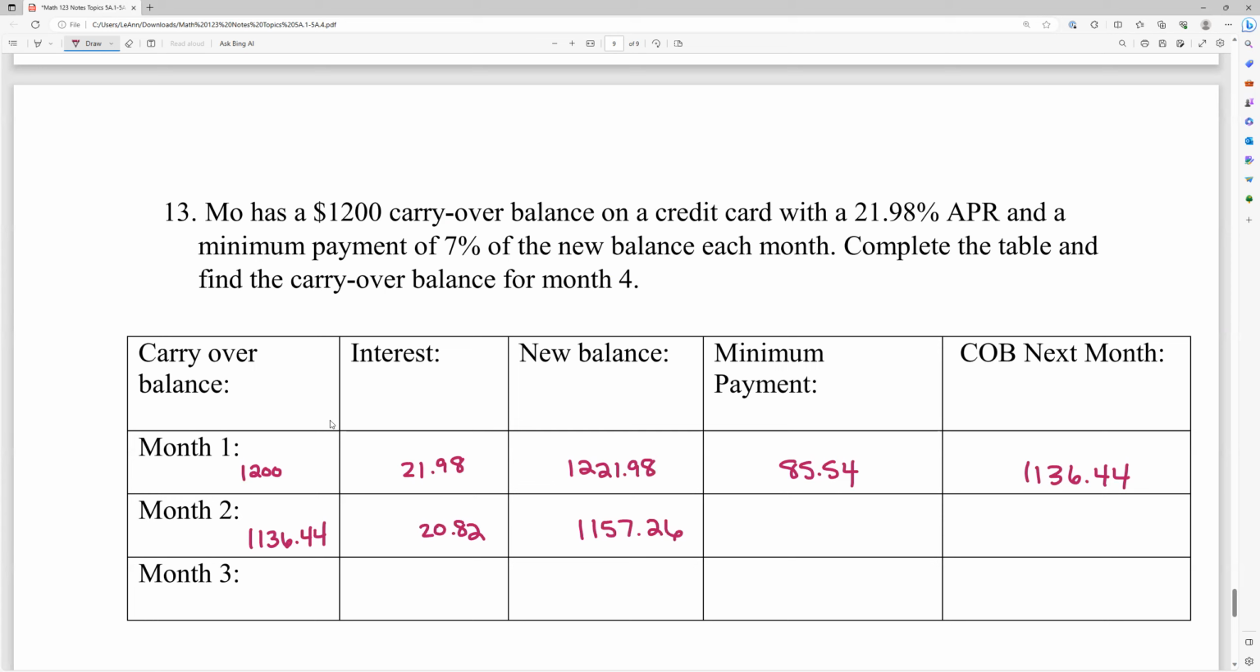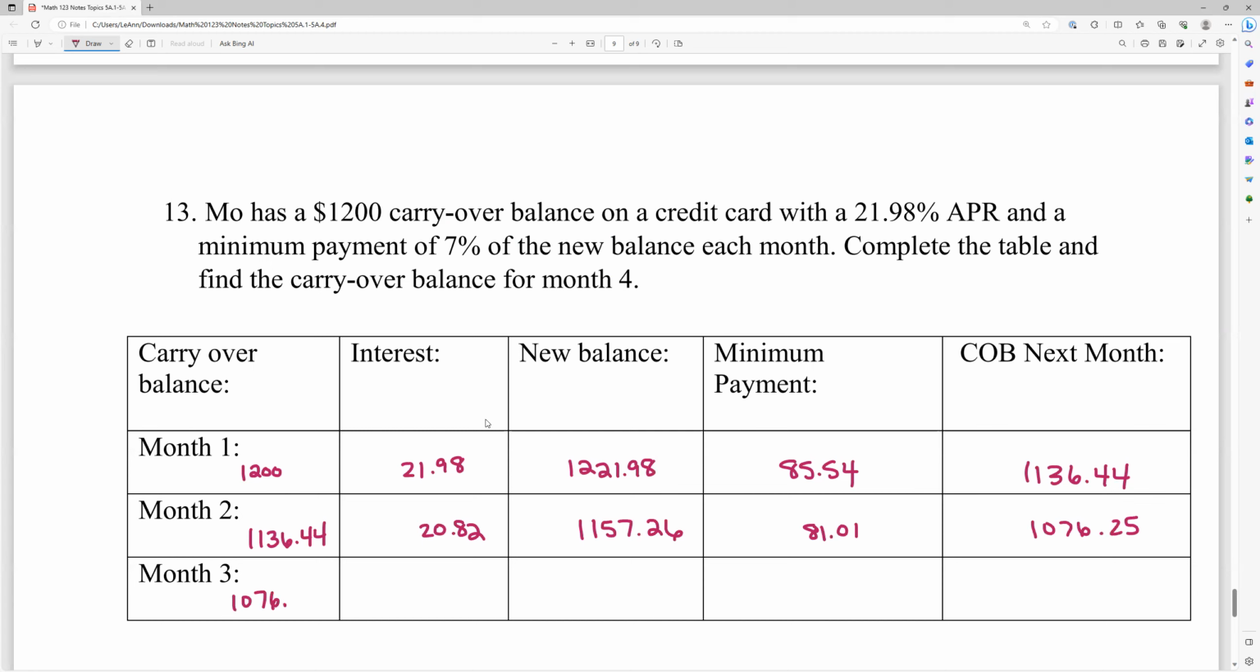Need to figure out 7% of that for the minimum monthly payment. That'd be $81.01 because that 8 does bump up that 0. So 81.01. We'll subtract 1157.26 minus the 81.01. That's going to leave me with a carryover balance of 1,076.25.